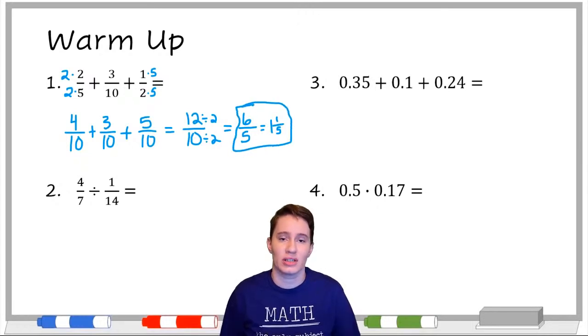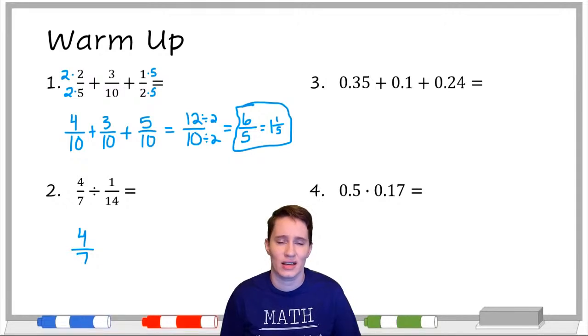Let's look at number 2 down here. How do we divide fractions? So we do 4/7 and then we switch it to multiplication. I've heard a catchy phrase like keep, switch, flip. So we keep the 4/7, we switch it to multiplication, and we flip the 1/14. We get its reciprocal, and then that lets us multiply these together.